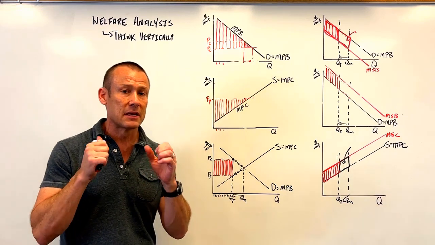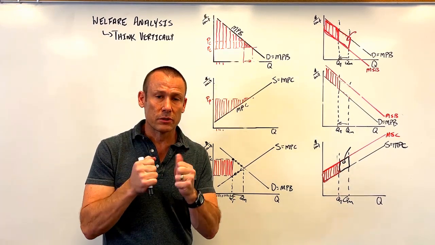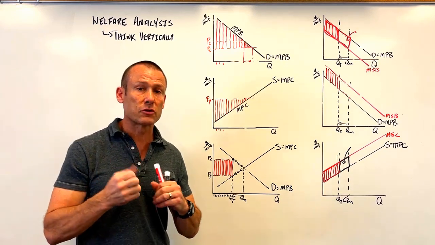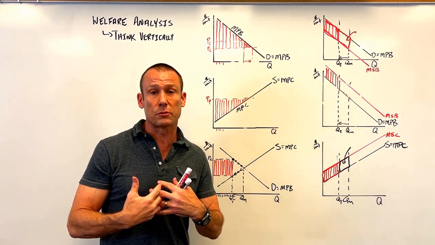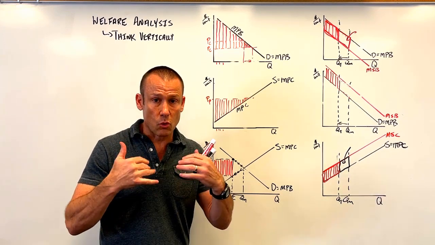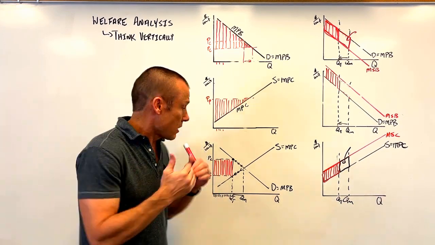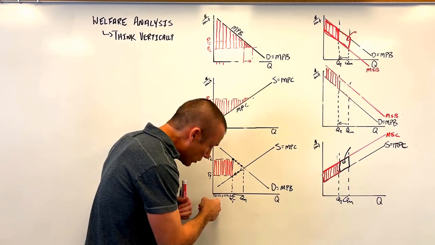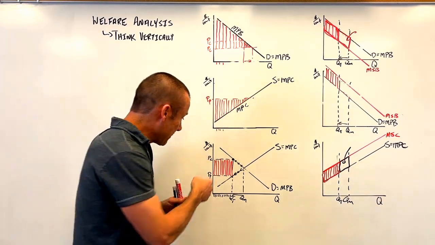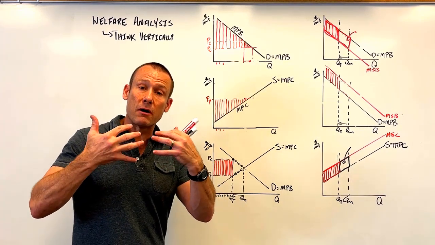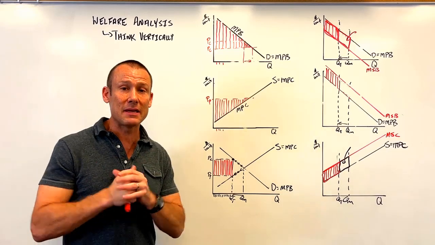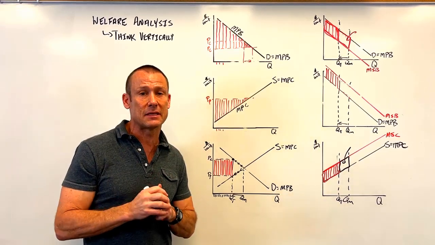But here's the thing, guys. I just have to implore you, please, please, please, when you do welfare analysis, it's about thinking vertically. Consumer surplus comes from goods. Producer surplus comes from goods. Third parties are impacted when a good is produced or consumed. Governments get revenue when a good is bought and sold. So what we want to do is think about the verticals that lie above goods. And if we do, man, welfare analysis can be easy. That's right, it can be easy.